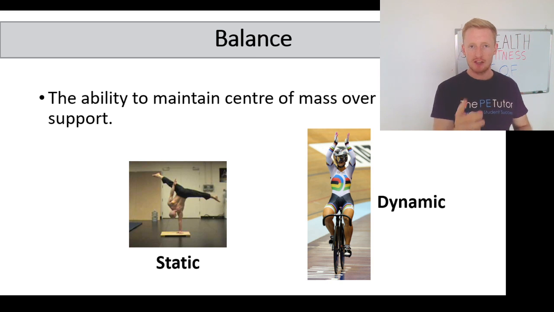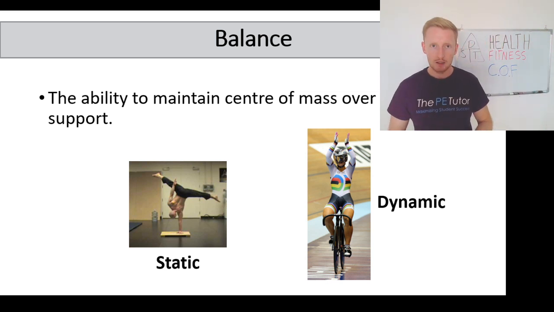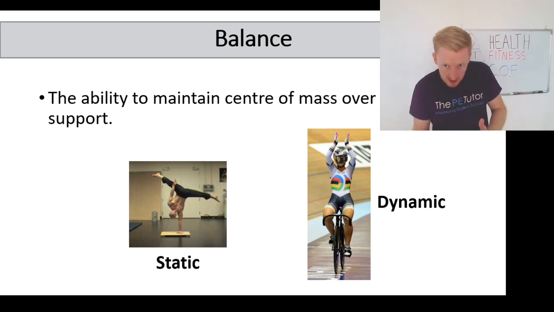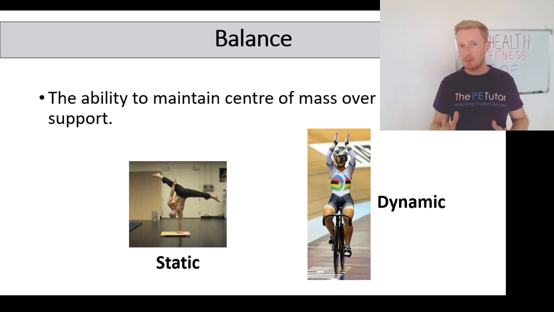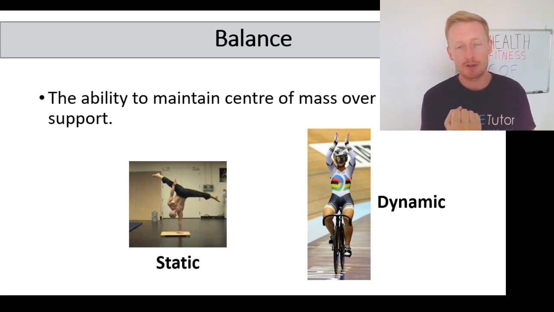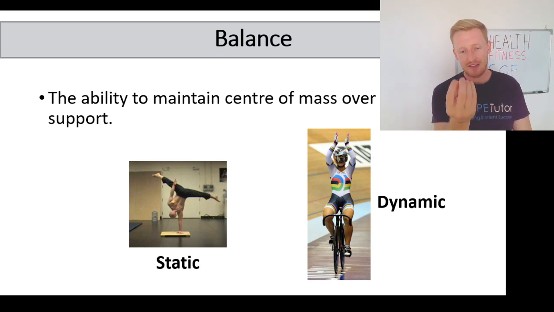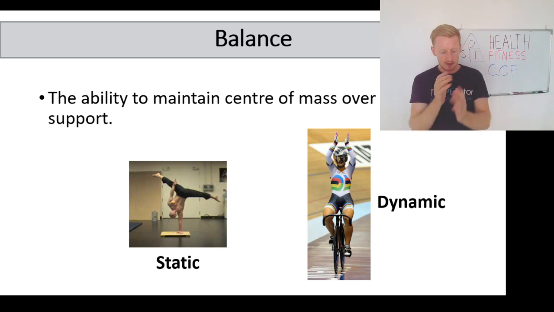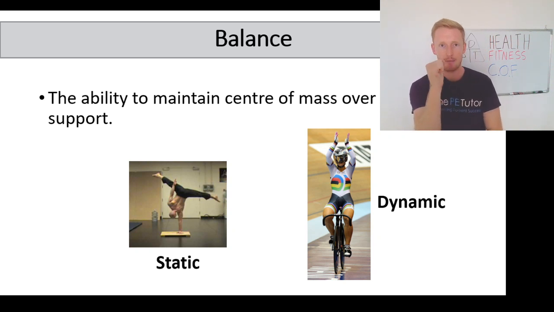Dynamic, however, is when they're moving. So a cyclist, for example, in the velodrome, every time they go up or down, they're pedaling. Their body weight is changing or shifting just slightly, but that slight shift is going to change where their centre of mass and where the base of support is. So can this person stay intuitively aligned to keep their balance while on the move?